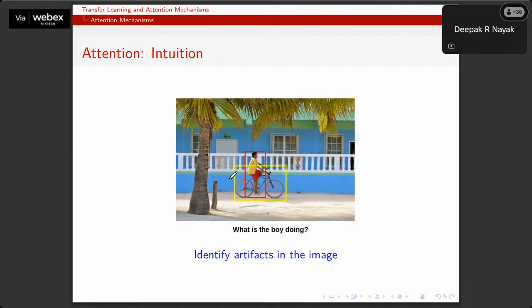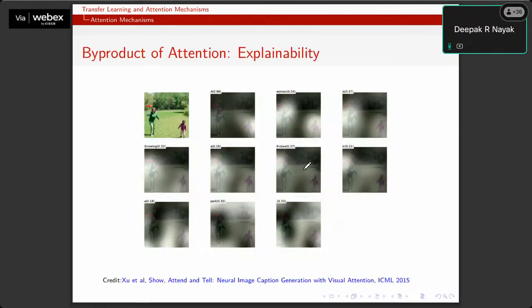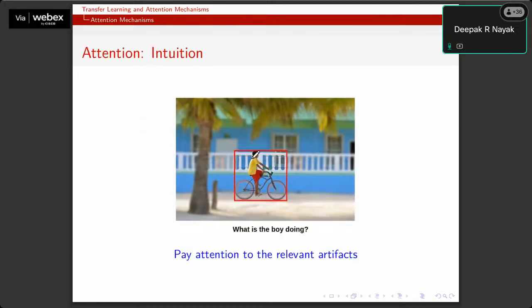You can see over here, human beings automatically identify the artifacts naturally in the image, right? And your task is to just pay attention to these relevant parts. Other parts are not important for us at all, right? So how to make sure that your model is focusing on this part and ignores the other parts of the image.